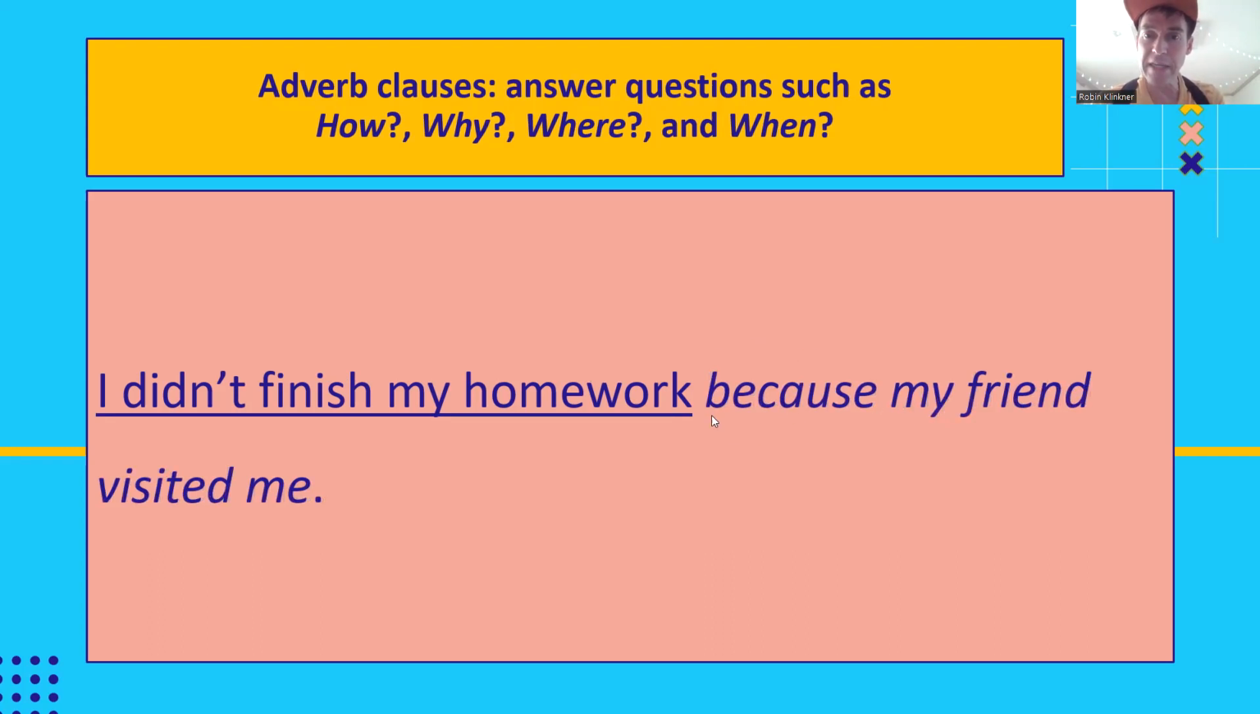Every dependent clause begins with a subordinating conjunction. So this dependent clause answers a question. What question does it answer? I didn't finish my homework because my friend visited me. What does "because my friend visited me" answer? Why? Why didn't you finish your homework? Because my friend visited me. So these are adverb clauses.